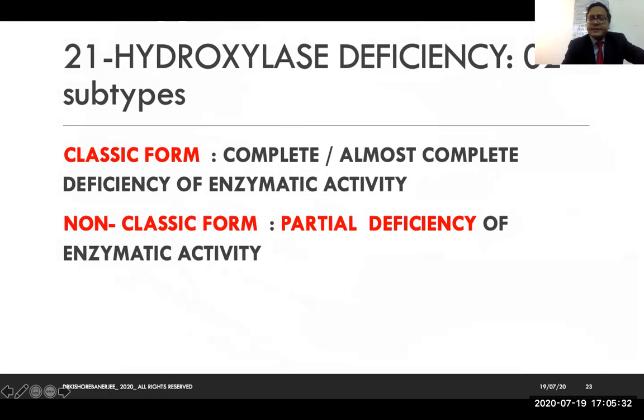Now another concept is that there are two subtypes of 21-hydroxylase deficiency. One is called classic, another non-classic. It's very simple. Classic means there is a total or near total deficiency of the enzyme, roughly 0 to 2% activity. And if there is a partial deficiency, like 20 to 50% activity, then you can say that is non-classic. So classic means total or near total absence of the enzyme activity, and non-classic means partial deficiency of the enzyme activity. And their presentation would vary also according to this.